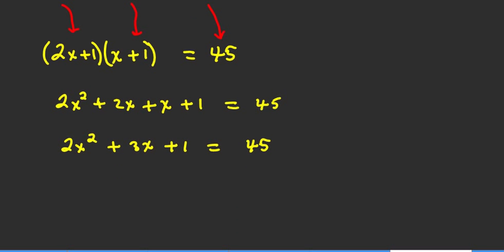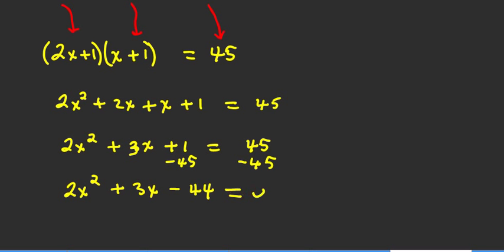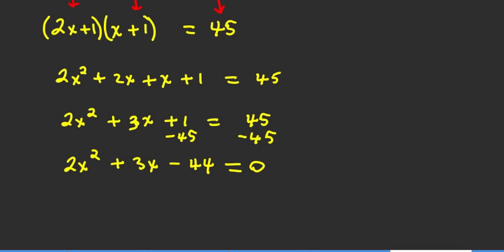Alright, now it's a quadratic equation. In order to solve a quadratic equation, we have to set it equal to 0. So let's subtract 45 from both sides. And when we do that, we get 2x squared plus 3x minus 44, right? We just did this. We said minus 45 on this side, minus 45 on that side, and 1 minus 45 gives us a negative 44. And now we have that equal to 0.